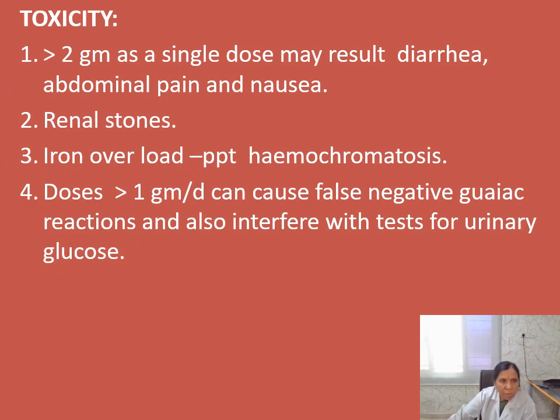And with vitamins, there are toxicities also. More than 2 grams as a single dose may result in diarrhea, abdominal pain, and nausea. Renal stones are possible with toxicity, and iron overload can precipitate hemochromatosis. Doses of more than 1 gram per day can cause false negative reactions and also interfere with tests for urinary glucose, because Benedict's test will be positive with ascorbic acid. And with this, the vitamin C topic is over.